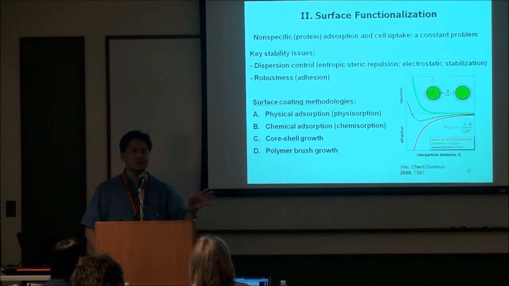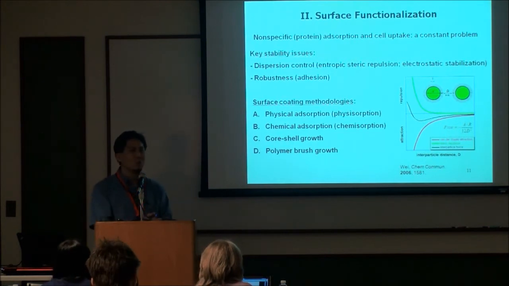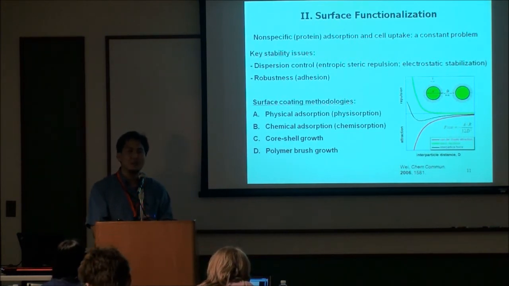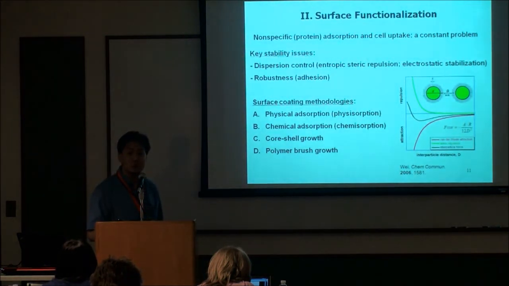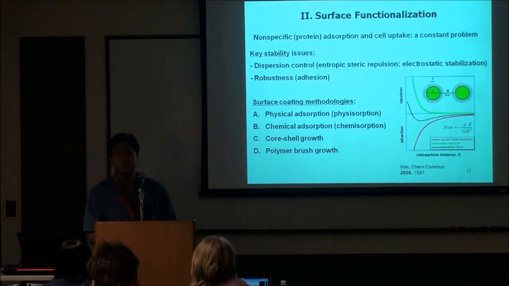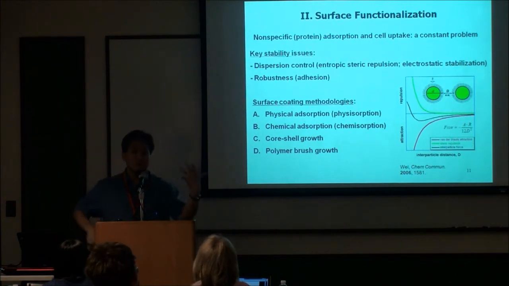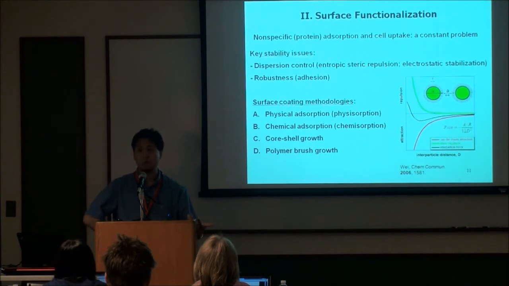Okay? And this is a perennial problem. There is no one general solution to keeping a particle well dispersed in a medium, but there are some general rules of thumb. The problem you encounter, especially in an in vivo situation, is that you're trying to prevent nonspecific absorption, particularly of proteins, onto the particle. Because if proteins of different sorts get on the particle, this can lead to its clearance in a biological system. So you're trying to avoid clearance in vivo, right?